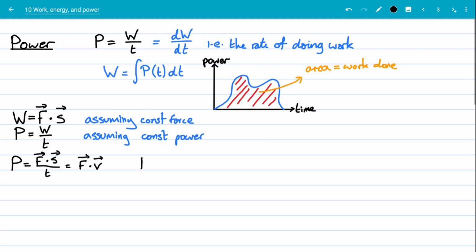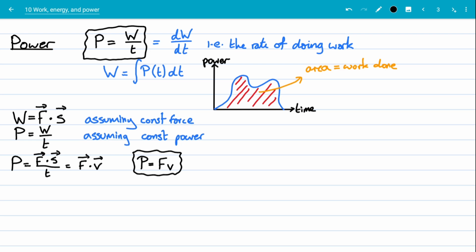And it's not quite right because it ignores any possible rate of changes. So anyway, P equals FV is how it usually appears on GCSE specifications. So that's another way of calculating the power: the force multiplied by the velocity, just like the work done is the force multiplied by the displacement. Assuming constant force, assuming constant power, you can calculate the velocity that something will reach if that much power is transferred for a certain given force.